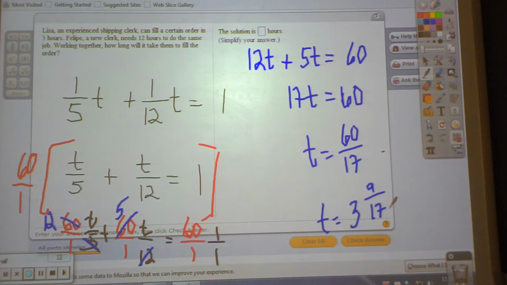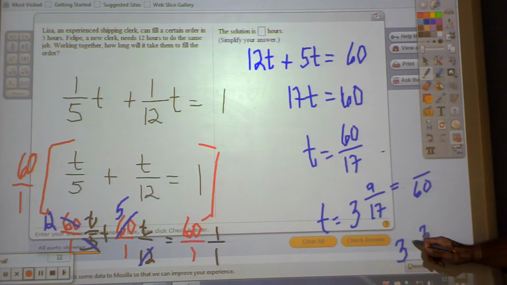Yeah, but how do you change that to minutes? Well, make it into an equivalent fraction. How many times do you divide 17 into 60? What's 60 divided by 17? Do it in your calculator. 3.52. Multiply that by 9. 31.76. 32 minutes. 3 hours and 32 minutes.